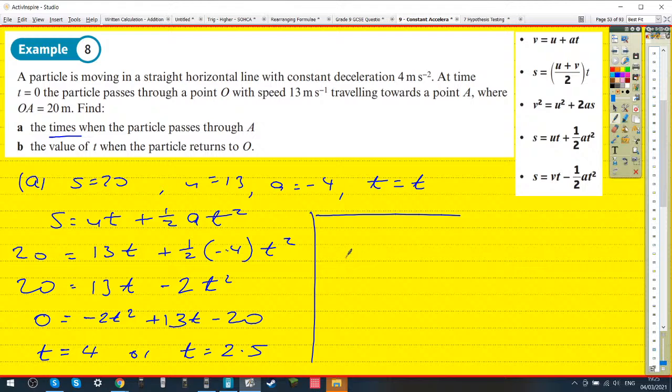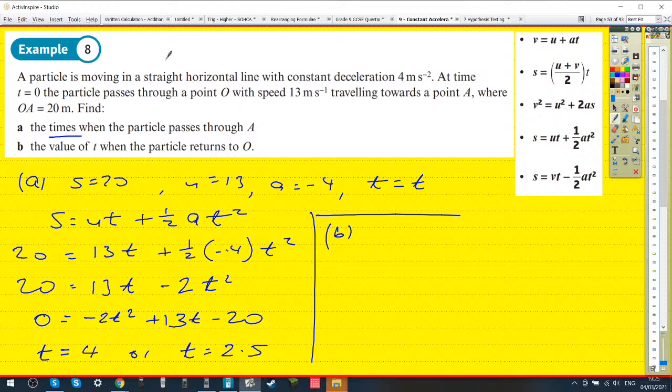Let's see, B, the value of t when the particle returns to O. Any idea how we do that one? What does it mean? Oh, the value of the time. Yeah, so the time it takes for it to return to O. Would it be double? From O to A, might be double.